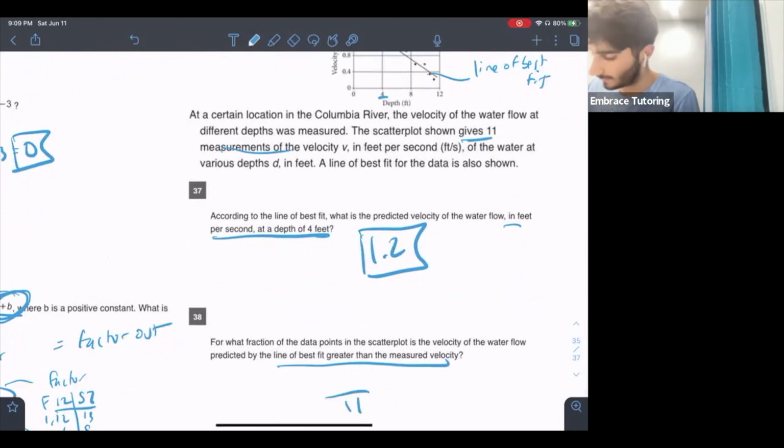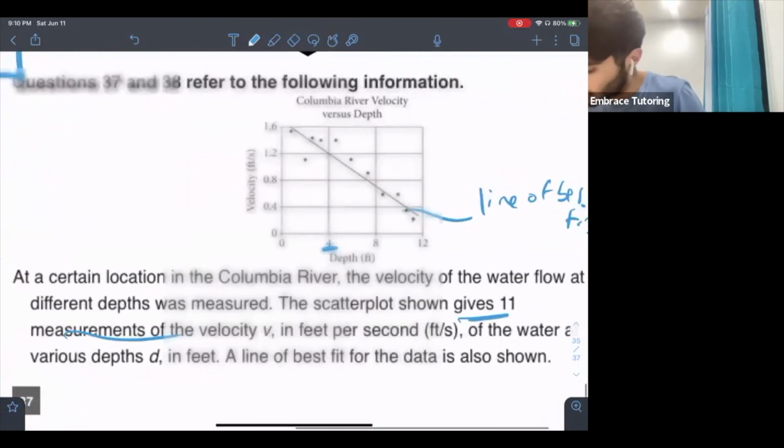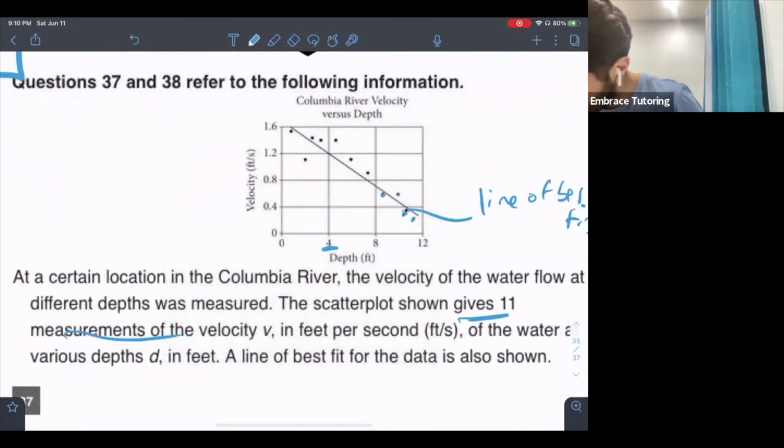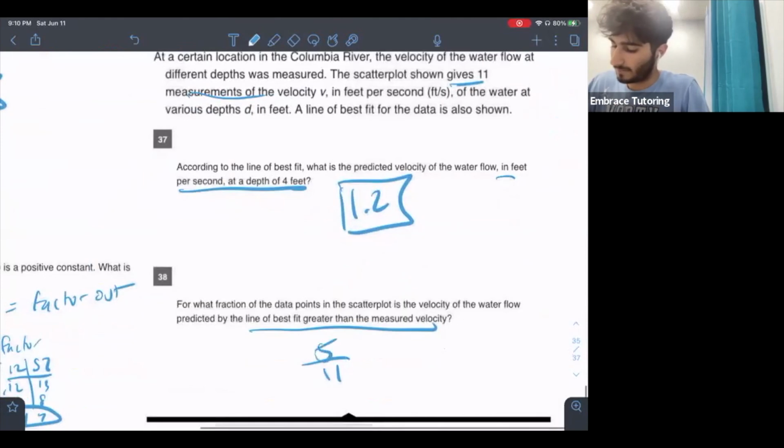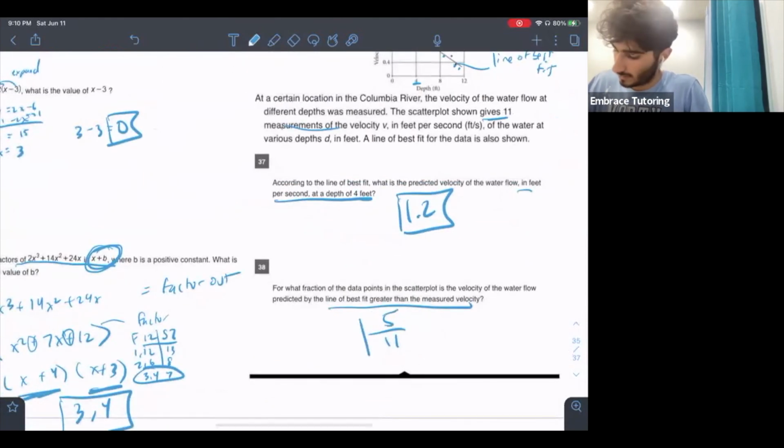There's a velocity predicted by the line. So when is the line of best fit greater than the actual? So 1, 2, 3, 4, and 5. So it would be 5 out of 11. And that is your correct answer for 38.